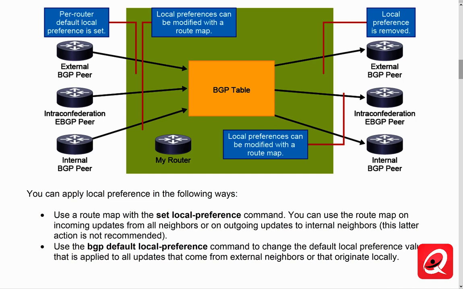In this particular diagram, we've done a per-router default local preference set, but we can also manipulate that local preference value by using a route map. But again, as we leave the autonomous system, whatever local preference is set is going to get removed, and that attribute is no longer going to be utilized once we leave that autonomous system. In other words, it's basically non-transitive to the autonomous system, but it's still an attribute that gets propagated throughout the autonomous system.